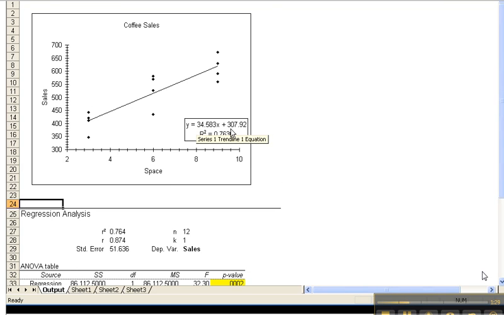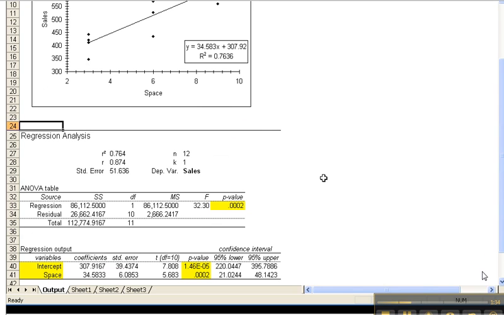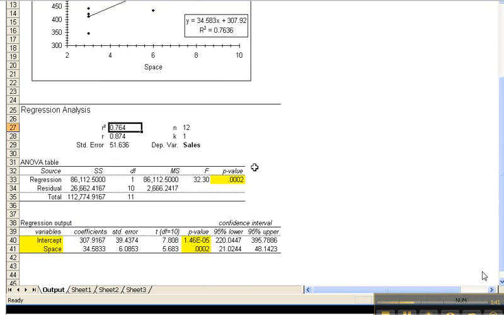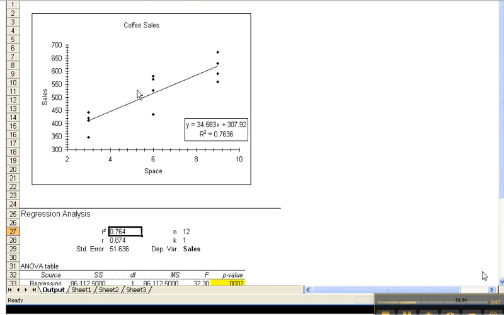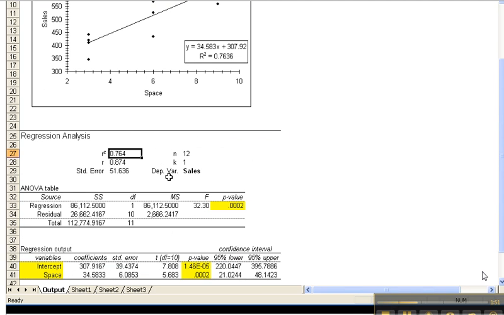The second question is calculate r and r squared and interpret. The r squared value, 0.764, also shows up in the scatter plot as r squared. This tells you the proportion of total variation in the observed values that is explained by the simple linear regression model. So we have essentially 76% of the variation explained by this model and this formula, which is a pretty decent percentage.